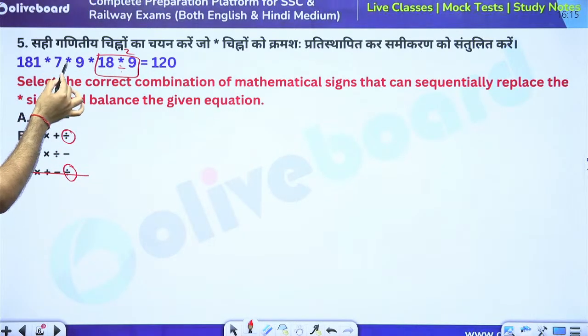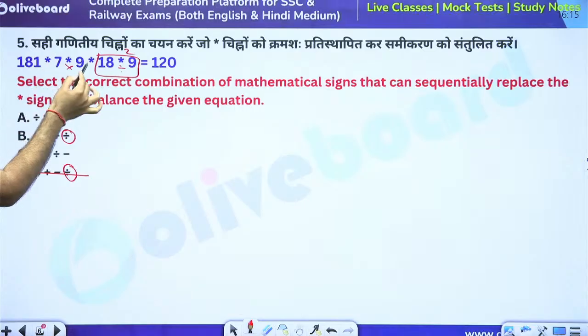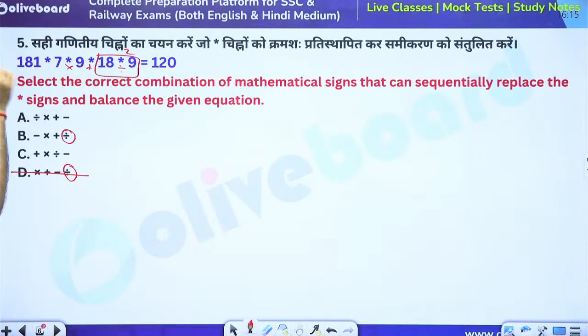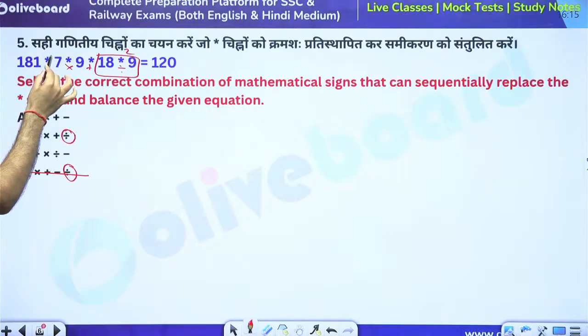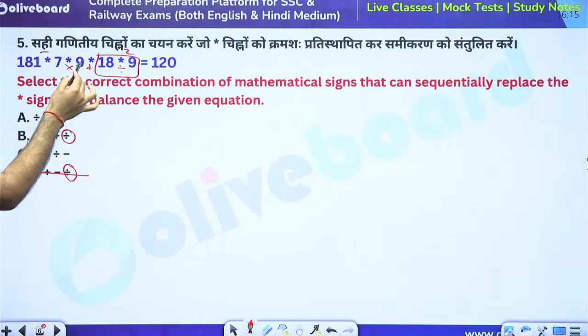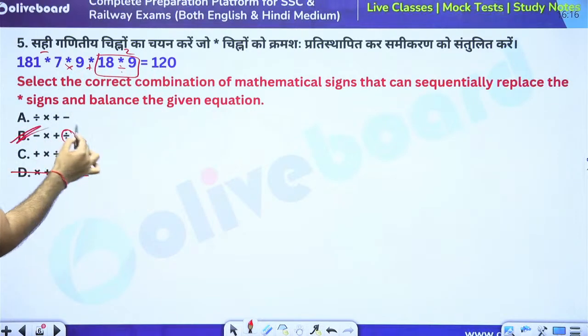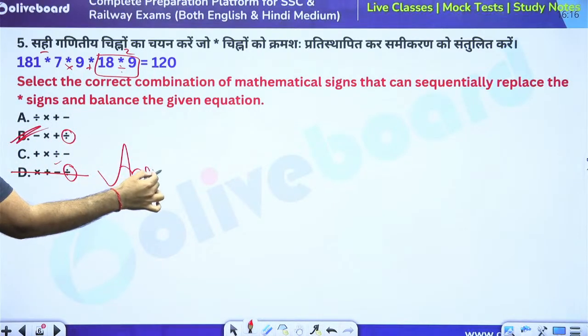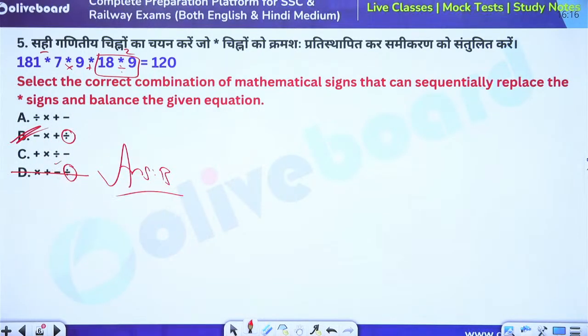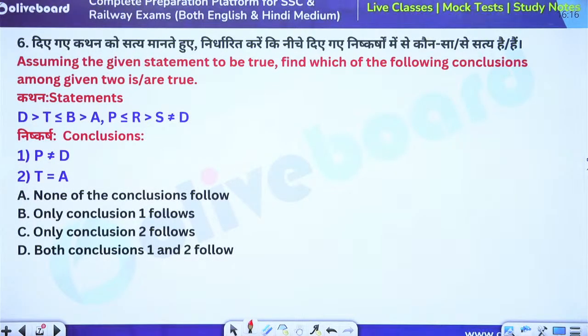181 minus 7 into 9 is 63, plus 2. This can be possible, right? 7 into 9, this is minus 63 plus 2. So 181 plus 2 is 183, minus 63 is 120. Option B is the right answer. Okay, why did we pick up these two options first? Because the division was at the same place here. So most probably we may have an answer in one of these. Okay, next.